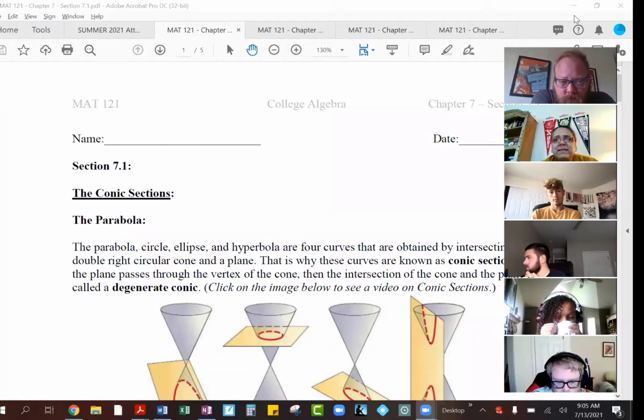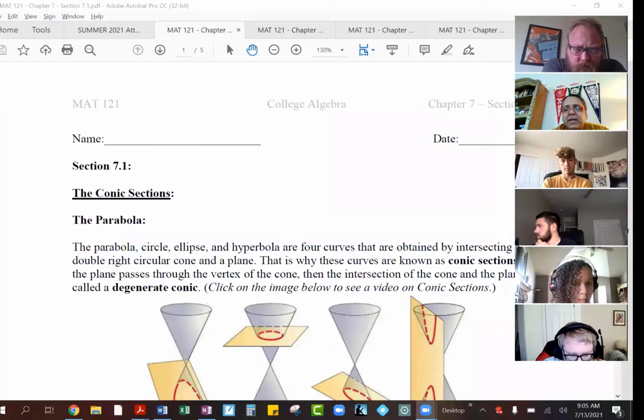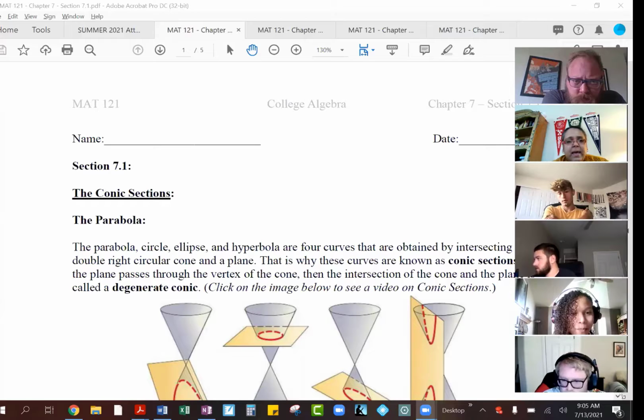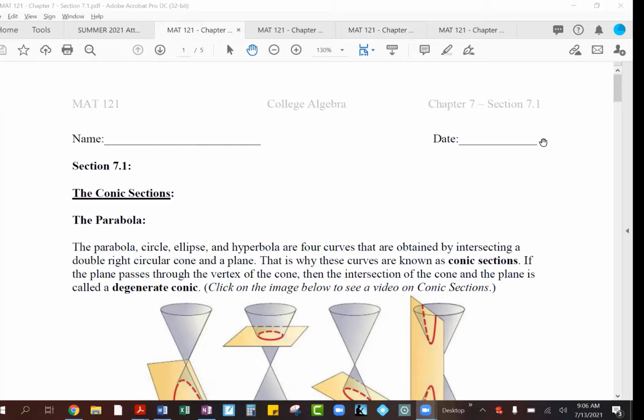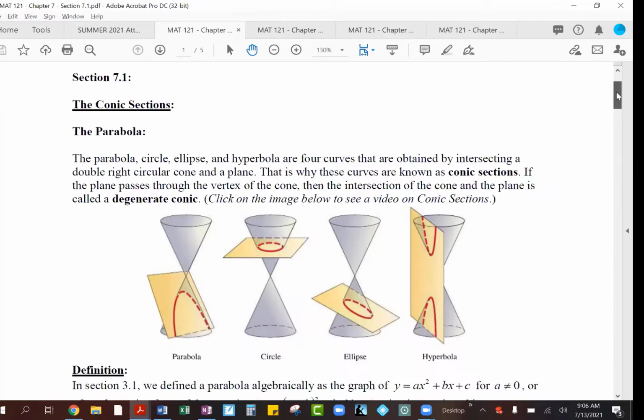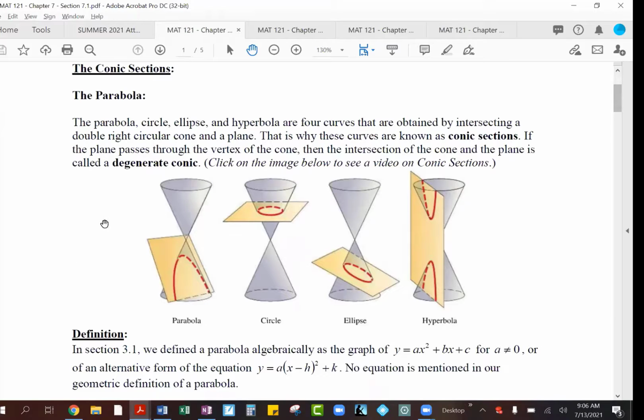Okay, so our last chapter here that we're looking at is chapter 7. And this one gets into conic sections. Now, basically, when we're talking about conic sections, we're talking about what happens when you take a double right circular cone and run a plane through it. So you can see you have your double right circular cones over here. And then depending on which angle that plane makes with those double right circular cones, you get different shapes.